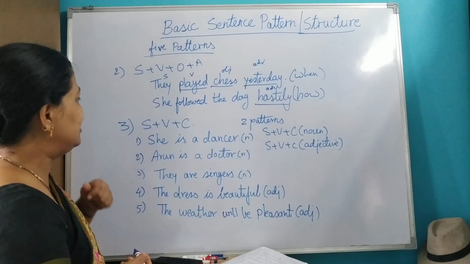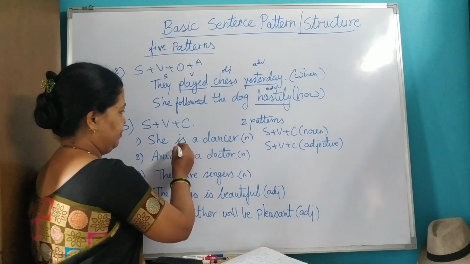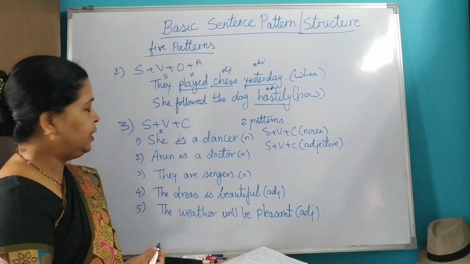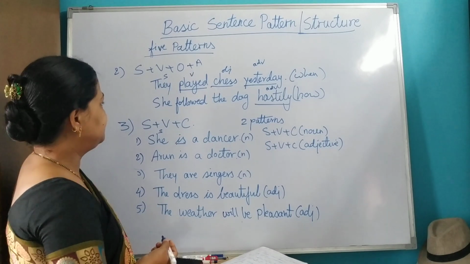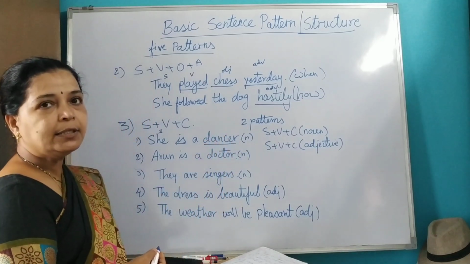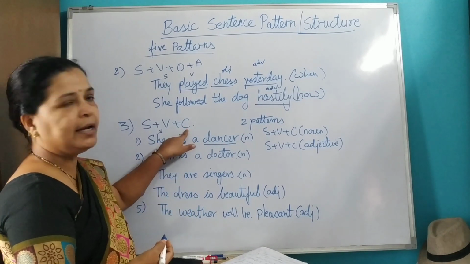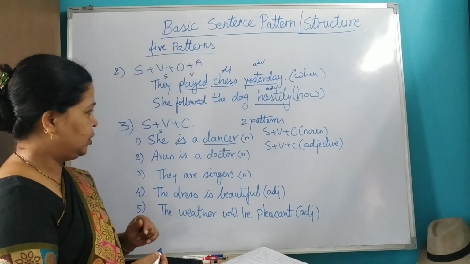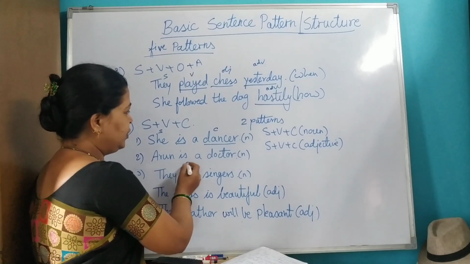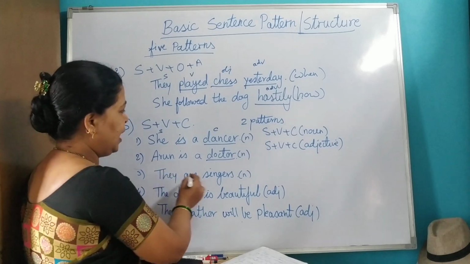Let's see some examples. She is a dancer. Which is the verb? Is. Who is? She. So we are talking about she, so she is the subject. She is a dancer. This word dancer is describing the subject she. So complements describe the subject. So dancer is the complement. Second sentence: Arun is a doctor. So here doctor is a complement. Then, they are singers.